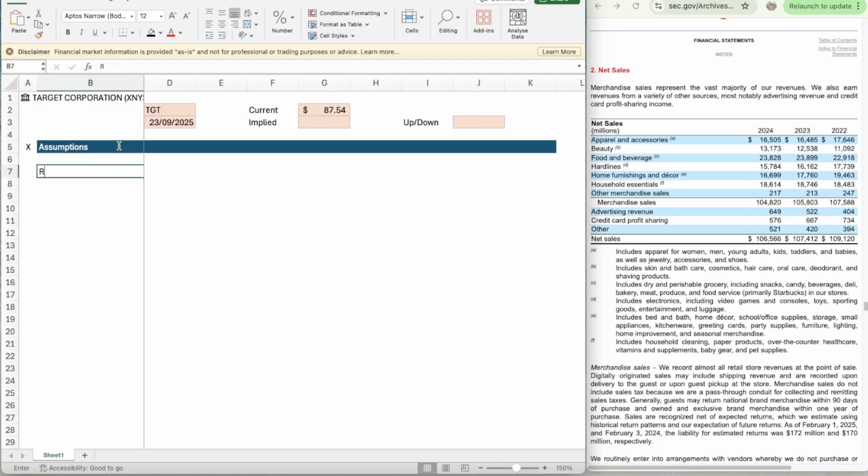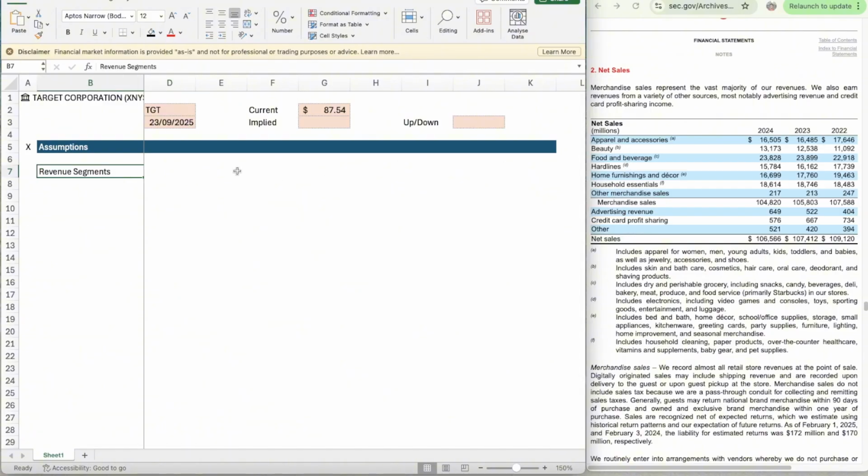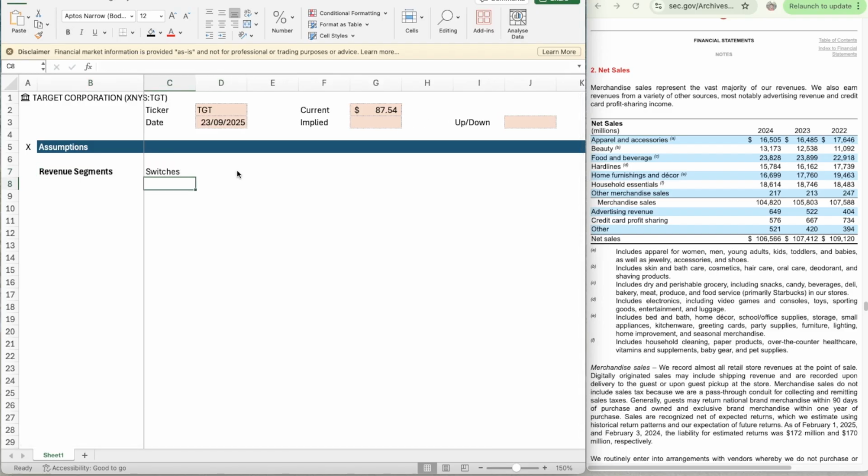Assumptions, revenue. Target breaks down its revenue segments into quite a few, as you can see here. It's 1, 2, 3, 4, 5, 6, 7, 8, 9 sections. No, sorry, 10 if you include other. Credit card, advertising. So there's quite a few for us to go through. Then we'll be able to see which part of the business is performing and which is not.